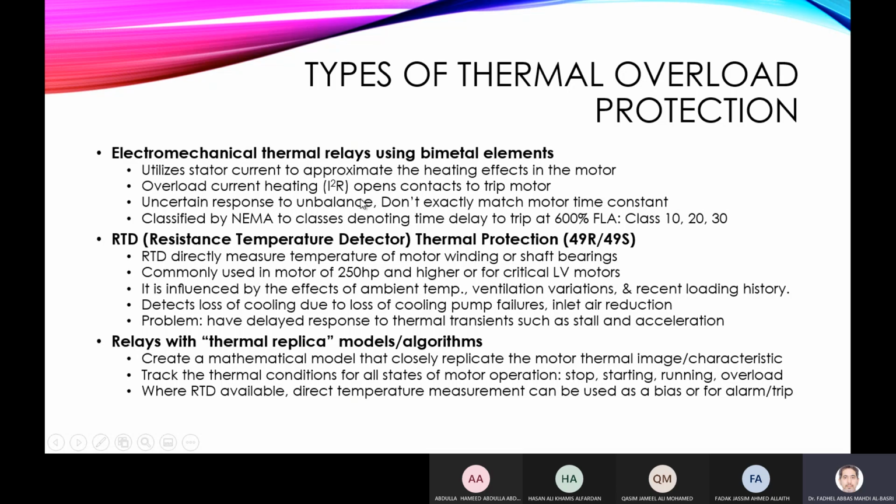So this is one family of overload relay which was widely used before. And even now, if you want to model this electronically, they model this sort of characteristics or delays. The second method is used especially in large motors. We use RTDs, resistance temperature detectors, abbreviated as 49R.